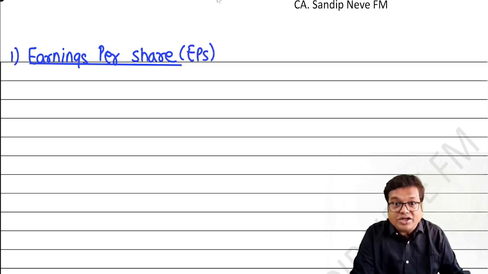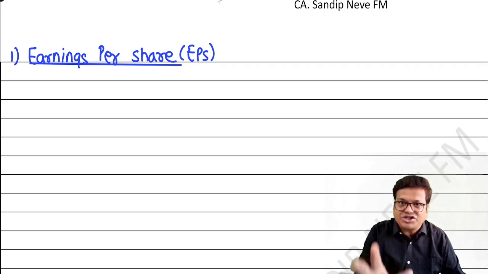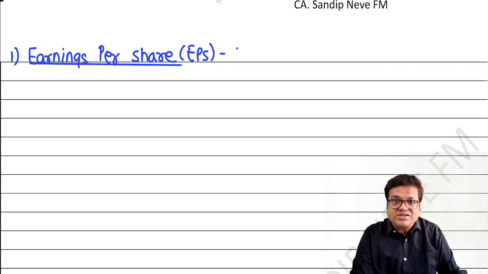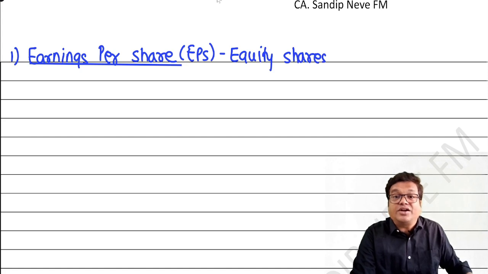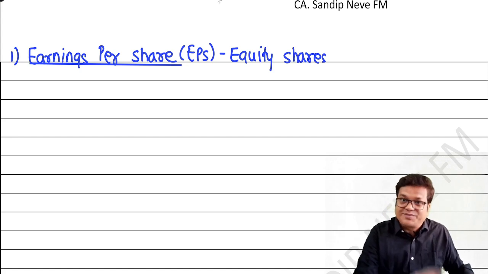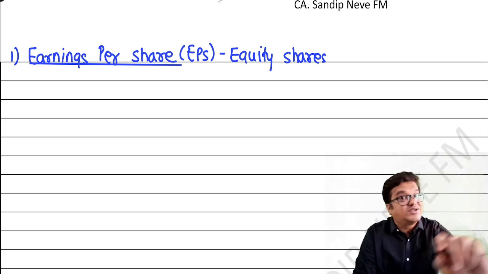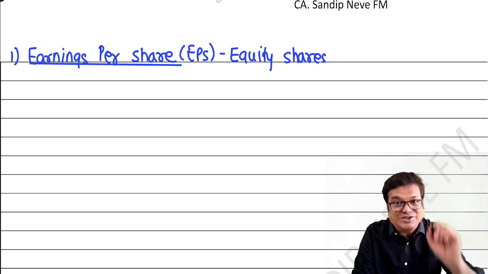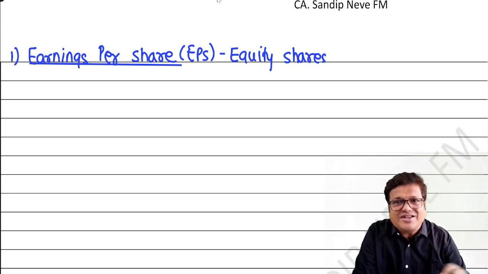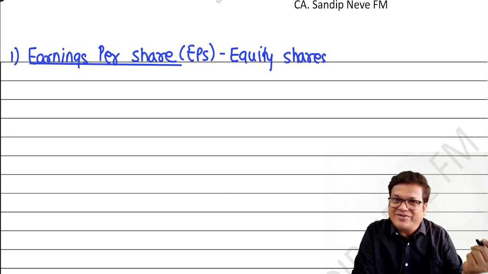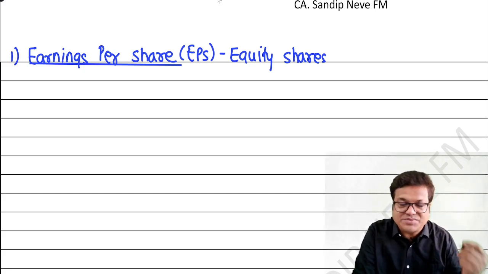And friends, let me tell you, whenever I say earnings per share, by default it is always calculated for which shares? Equity shares. Okay, it is always calculated for equity shares. Clear? Because see, it is only the equity shares whose returns are not fixed, they are fluctuating. If it comes to preference shares, then what? Preference shares dividends are always fixed, right? We are aware of this point.